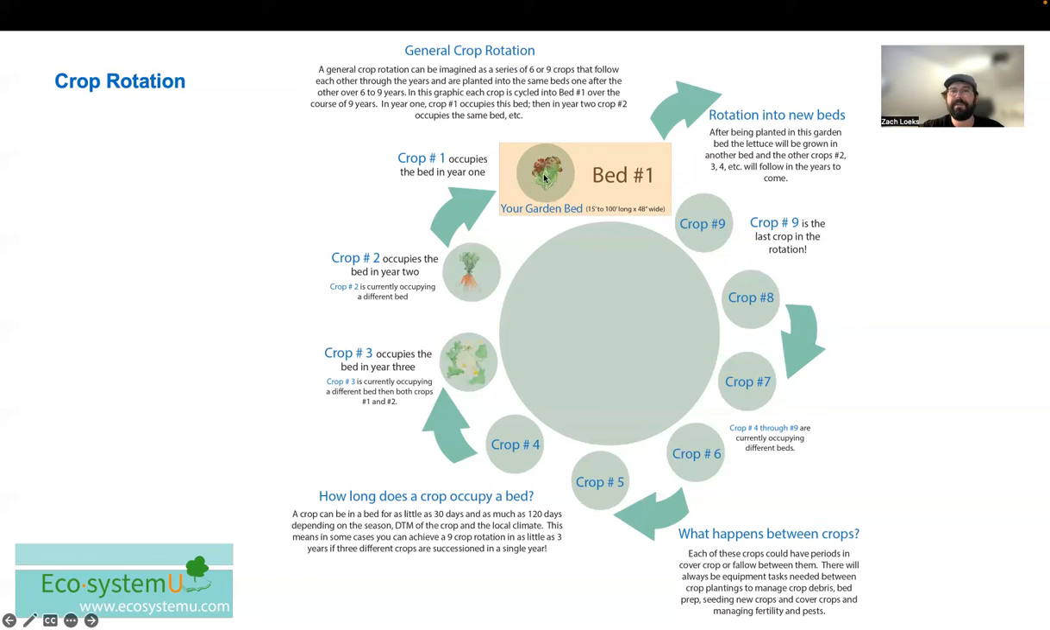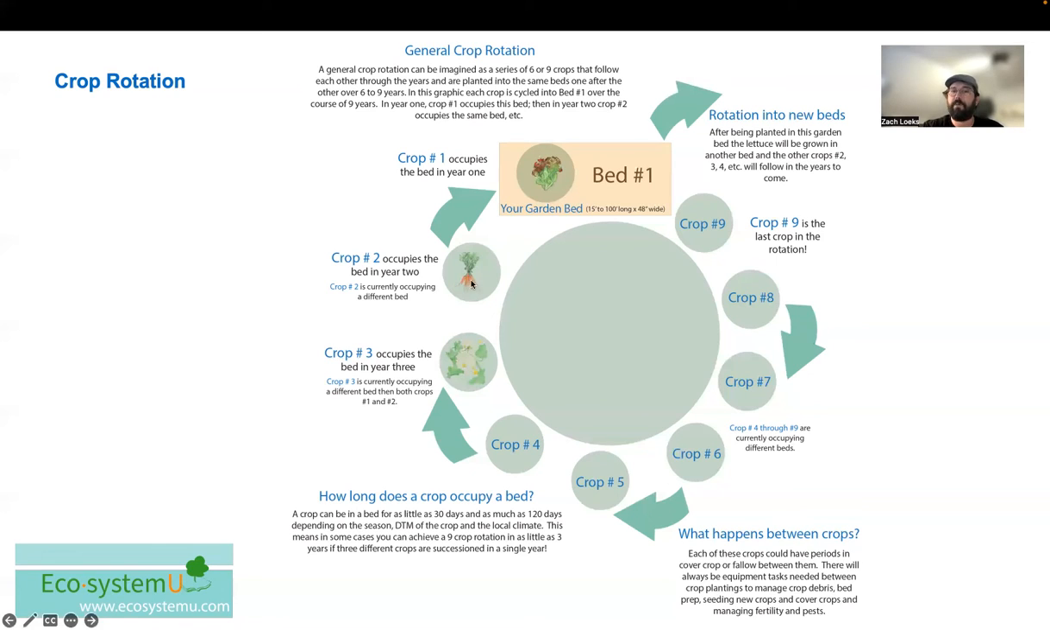So if you have a crop in this bed like lettuce, in bed number one, you might have 12 beds, 1 through 12. And in year one, this crop number one occupies bed number one. So crop number one occupies the bed in year one. And then in year two, it goes off here towards another bed. So after being planted in this garden bed, the lettuce will be grown in another bed, and another crop like crop number two will come into this bed.